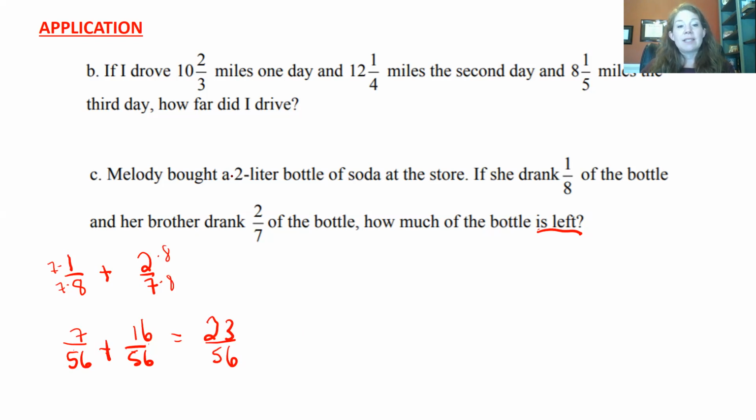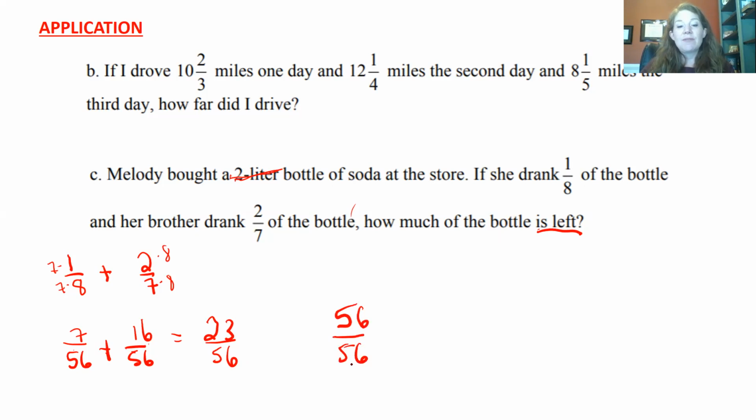This 2 liters is irrelevant. This is basically 1 full bottle of soda, right? So we're talking about one full bottle. We're not worried about how many liters. Well, if we took a bottle of soda and divided it into 56 parts, how many parts would represent one whole bottle? Well, the whole bottle would be 56 out of 56.